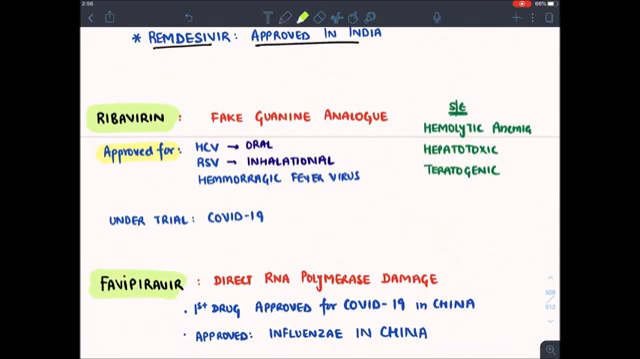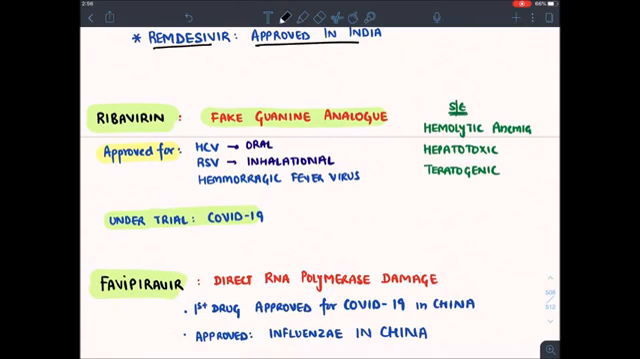Now the next drug is ribavirin, a very old drug and a famous drug for various RNA viruses. So this drug is under trial for COVID-19. Now this ribavirin is a fake guanine analog. So again it will inhibit RNA polymerase, because RNA polymerase will not be able to distinguish between normal guanine and this fake guanine.